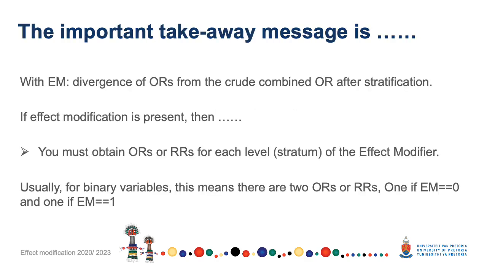In conclusion, if an effect modifier is present, then stratification will produce a divergence of the odds ratios, either side of the crude. And secondly, if you have effect modification present, then you must present two odds ratios or relative risks, one for each level or stratum of the effect modifier. Of course, if your effect modifier has got 3 or 4 levels, you'll have to produce 3 or 4 odds ratios because they may all be different.